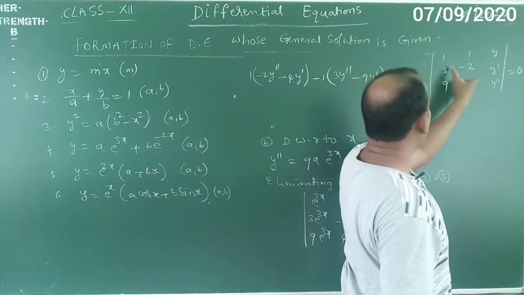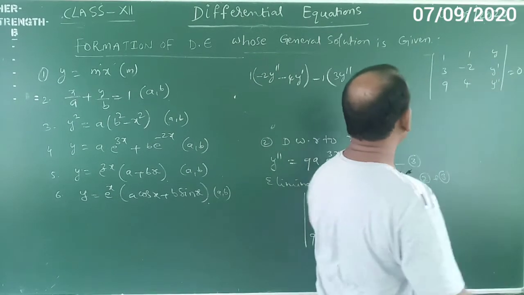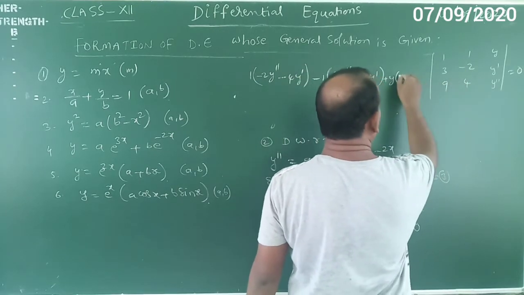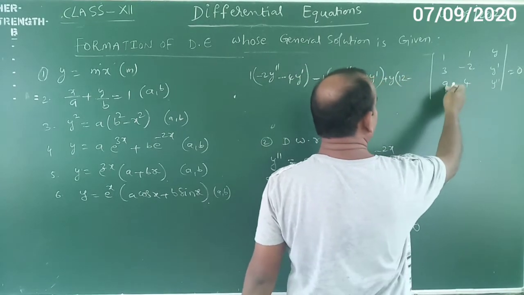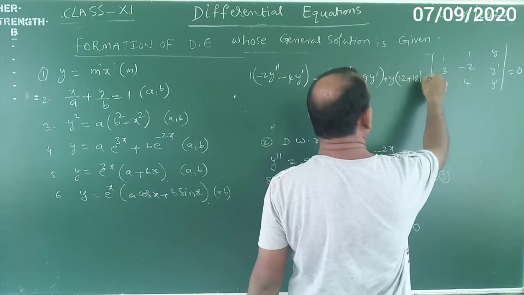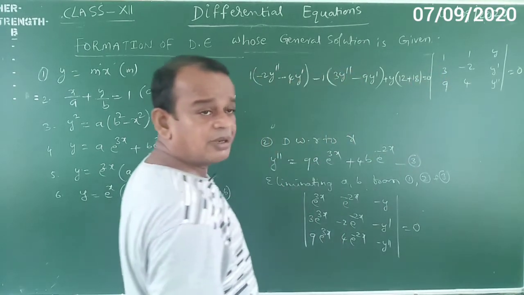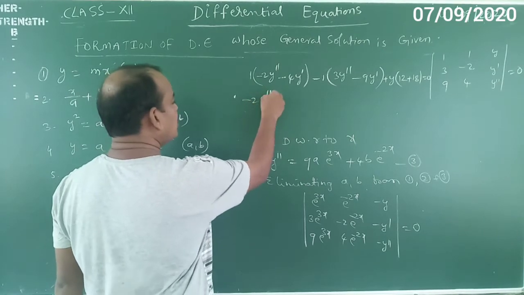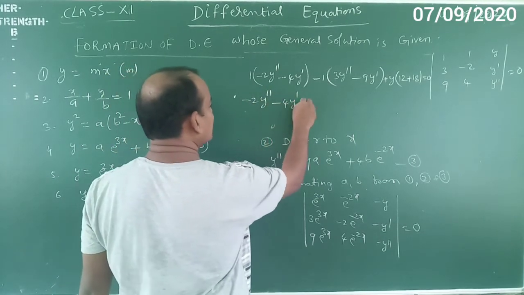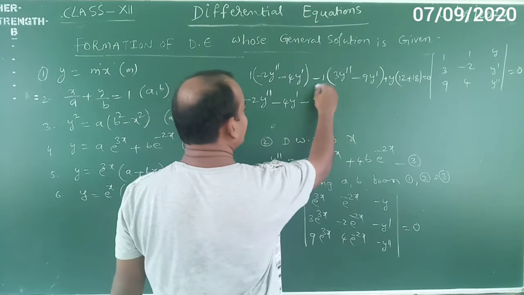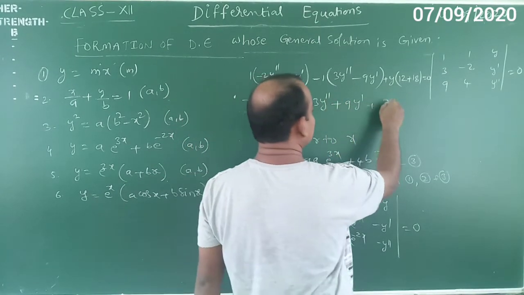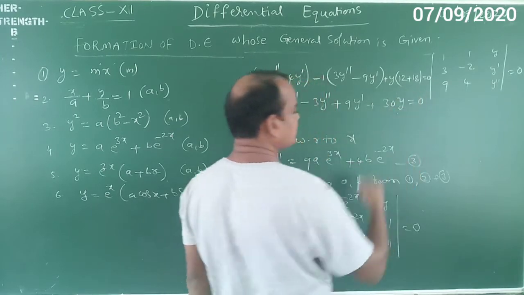This one is gone: 3 into y double dash minus 9y dash, plus y into 3 4s are 12, minus 2 nines, minus 18, means plus 18, is equal to 0. Okay, my dear students, what happened? 1 into minus 2y double dash, minus 4y dash, minus 3y double dash, minus into minus plus 9y dash, plus 30y is equal to 0.